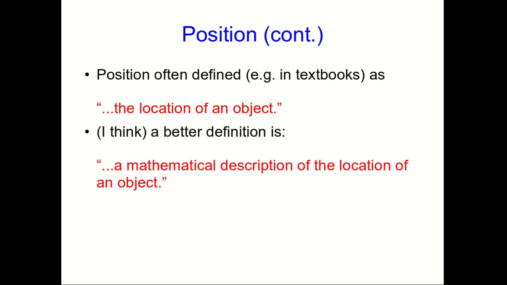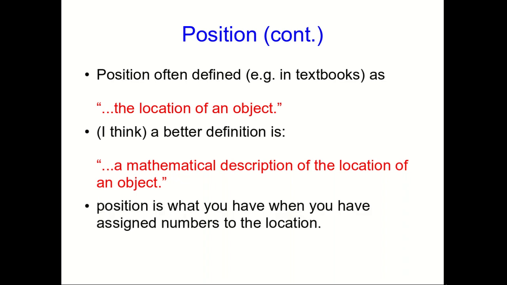On the other hand, if I tell you my coffee mug is 1.3 meters from the right edge of my desk and 0.3 meters from the bottom edge of my desk, that is a position. I think that position means a mathematical description of the location of an object, or in other words, position is what you have when you have assigned numbers to a location.